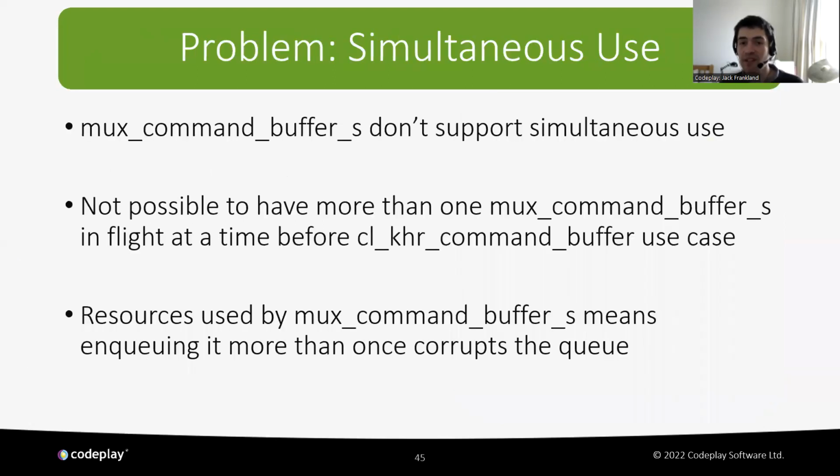The second issue I wanted to talk to you about today is simultaneous use. And Ewan mentioned this earlier, but to recap, this is essentially when you have more than one instance of a command buffer in flight at a given time. So to take an example, in OpenCL, this would be equivalent to enqueuing your command buffer to the command queue and then enqueuing it a second time before the first instance of that command buffer had finished executing.